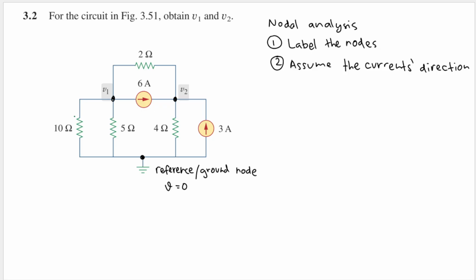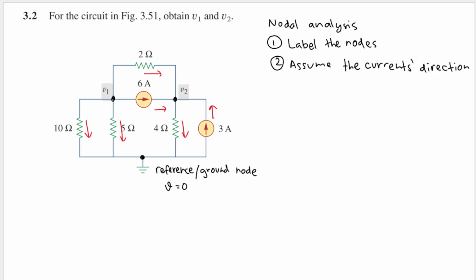Let's see here. Maybe let's assume this is going down. Oh, maybe let's use another color. Red will be fine. This will be going down, and this one also going down, and this one going down. This one may be going to the right, and for the branch with the current source, I just follow the arrow of the current source. So this is going to the right, and this one will be going up here.